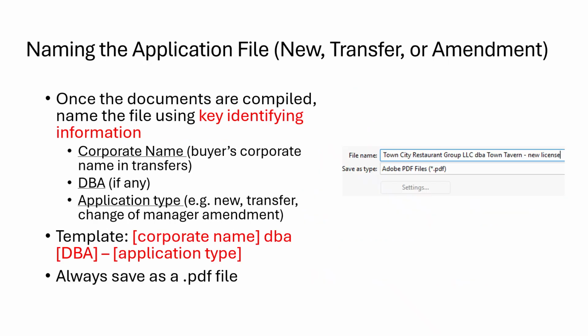Once the application documents are compiled, name the application file using key identifying information. This includes the corporate name, DBA if applicable, and the application type. Please note that for transfer applications, the corporate name within the file title should be the corporate name of the buyer. Save this application file as a PDF file.